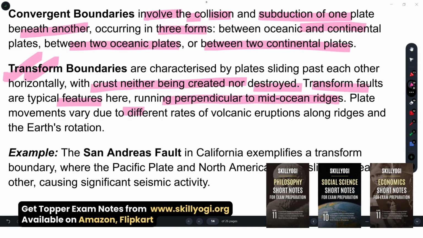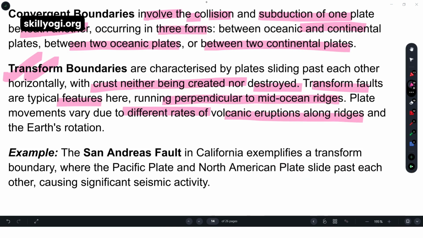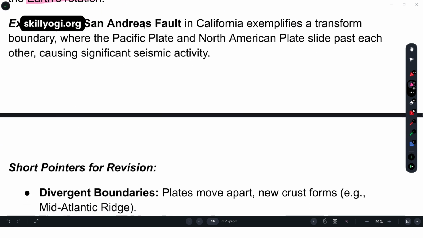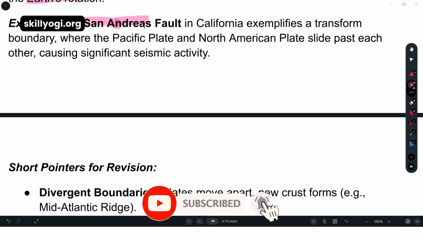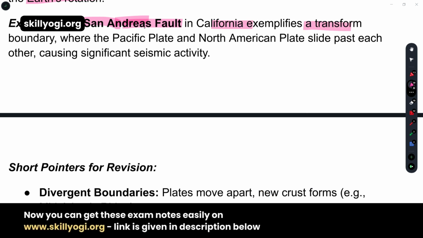So different rates of volcanic eruption we can see along the ridges, on the basis of Earth's rotation. There is also one example given, the example of the San Andreas Fault. There is a movie also, San Andreas. You can also see it in California. It exemplifies a transform boundary, where the Pacific plate and the North American plate slide past each other, causing seismic activity.